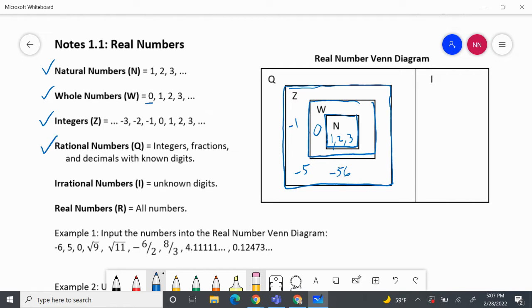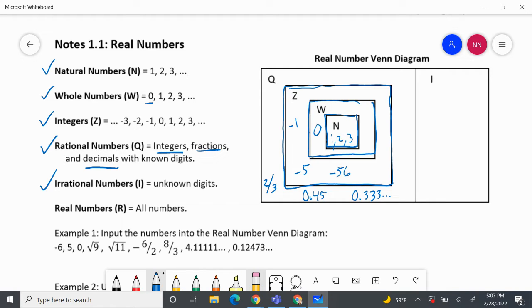Then we move into rational numbers. Rational numbers include the integers, but we also include fractions and decimals that we know the ending digit. What that means is we have 2/3, that would be fractions. Decimals would be 0.45. The ones that we know the ending digit, we could have something like 0.333 repeating. That would be also a known digit.